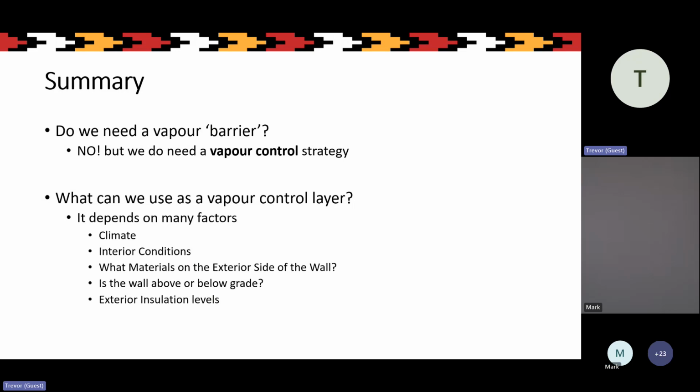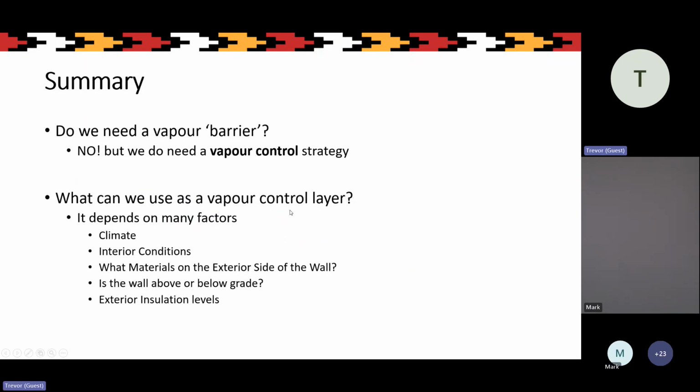Do we need a vapor barrier? No, we don't need a vapor barrier per se, but we need a vapor control strategy. We need to understand vapor movement and temperature and the interaction between RH and vapor pressure.